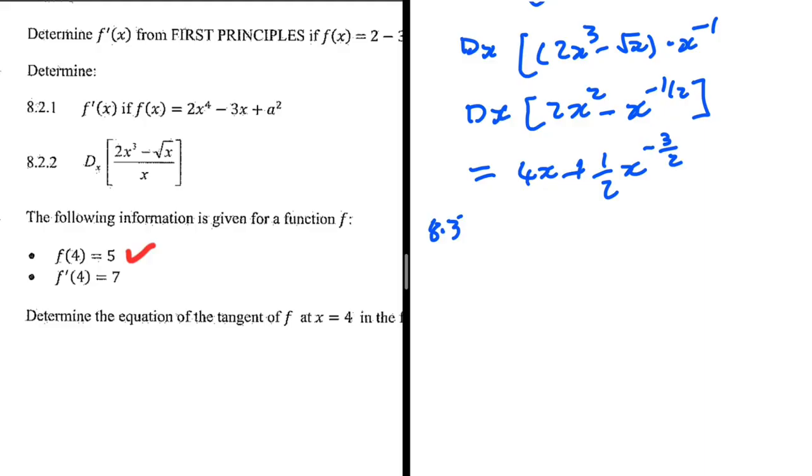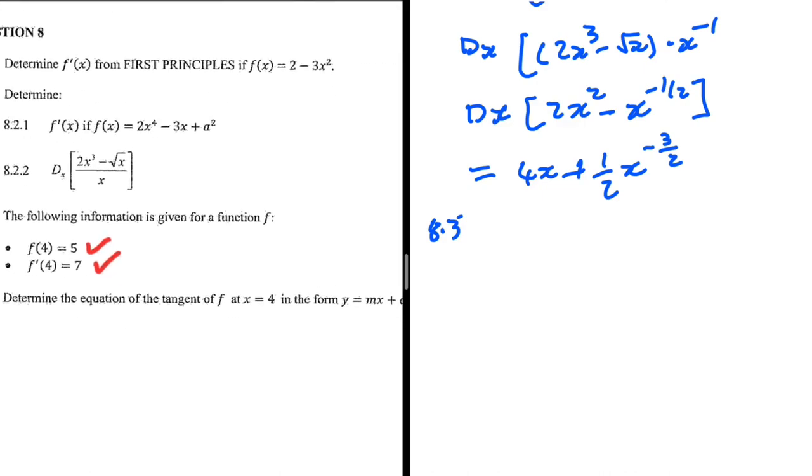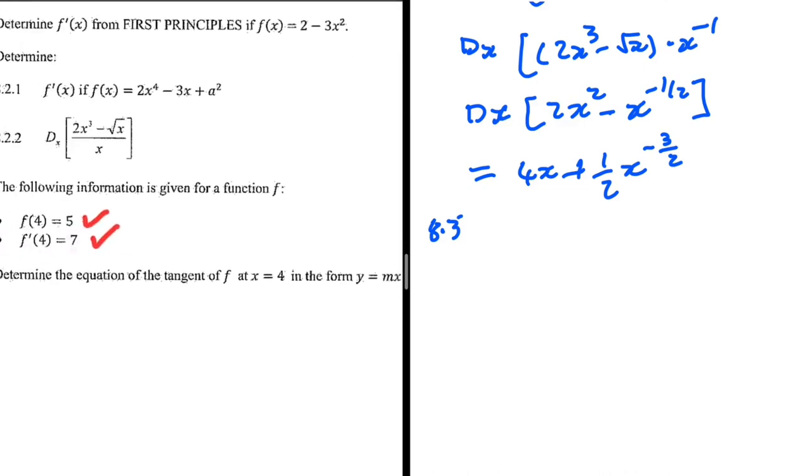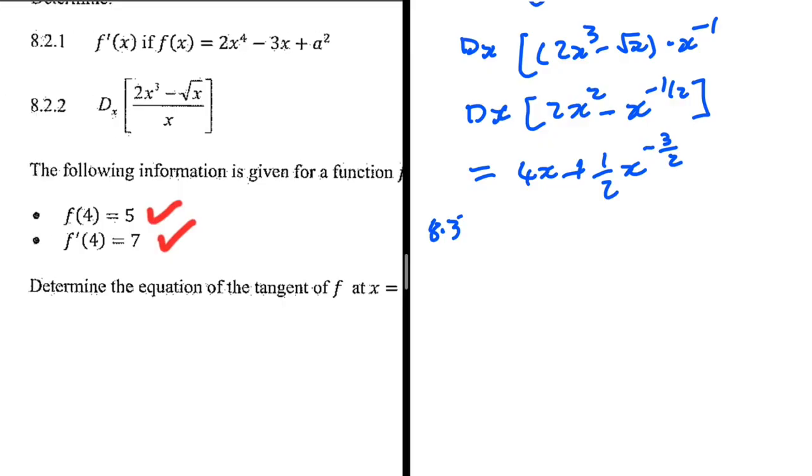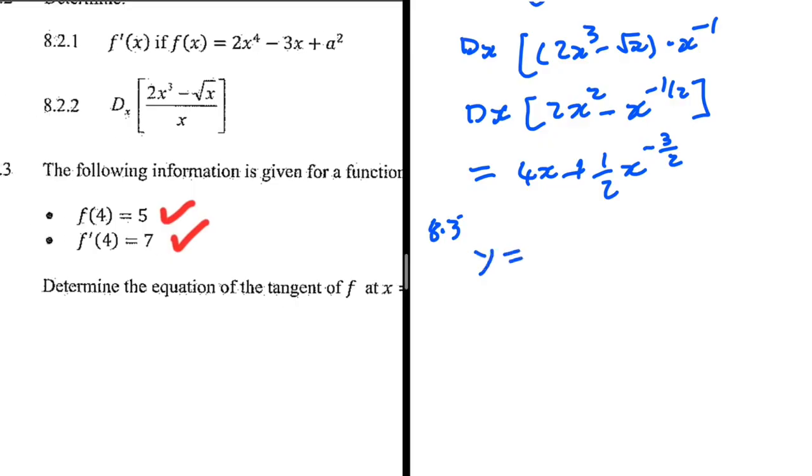And f prime of 4 is equal to 7. So the gradient at that point is 7. Determine the equation of the tangent of f at x equals 4 in the form y equals mx plus c. So this is quite an easy one. y equals mx plus c. We already have the gradient. The gradient is 7 at that point, at x equals 4.